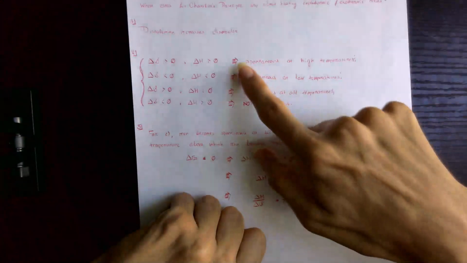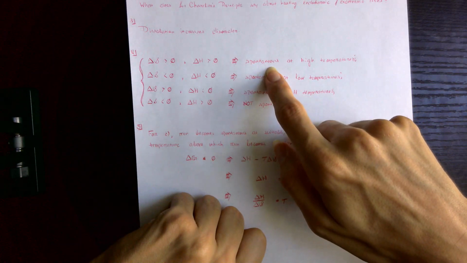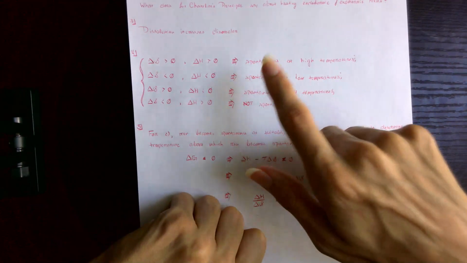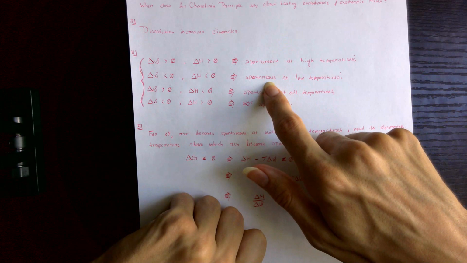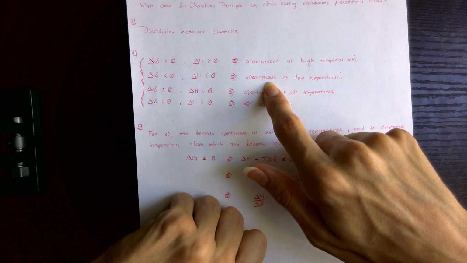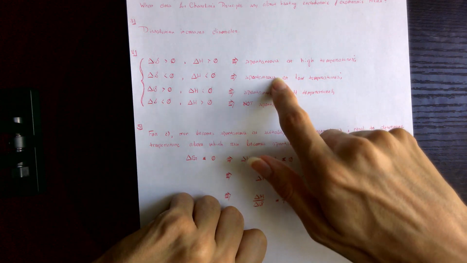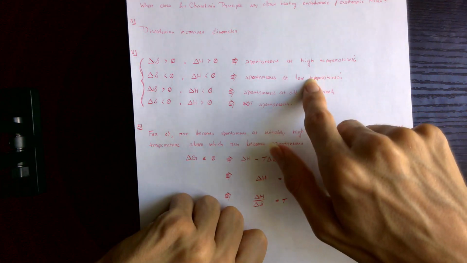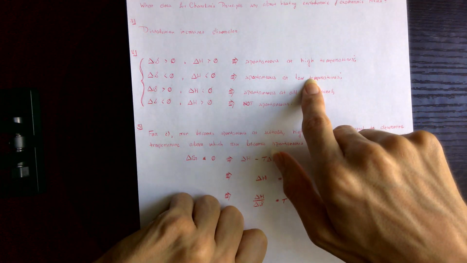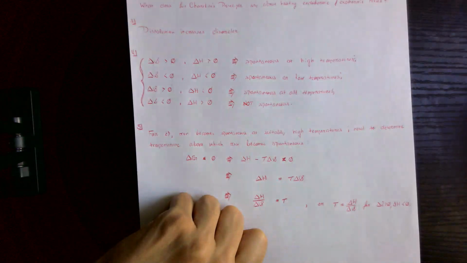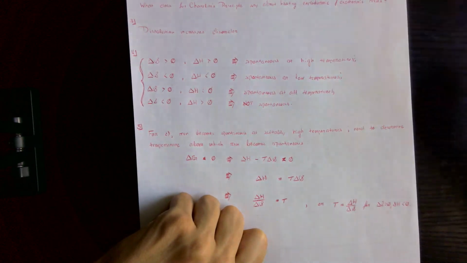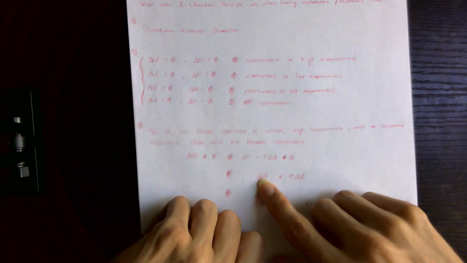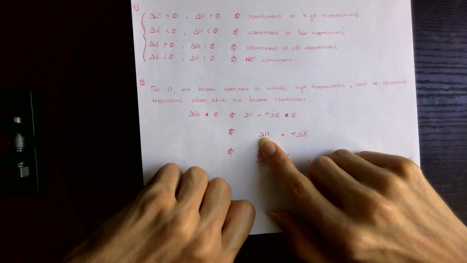For case 1, it's spontaneous only at sufficiently high temperatures. For case 2, it's spontaneous only at sufficiently low temperatures. And so for these two cases, you have to see if you can determine a threshold where it changes from non-spontaneous to spontaneous. And that's basically what I walk you through here in question 5.